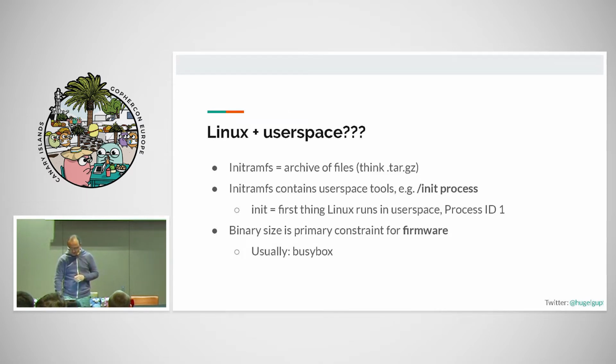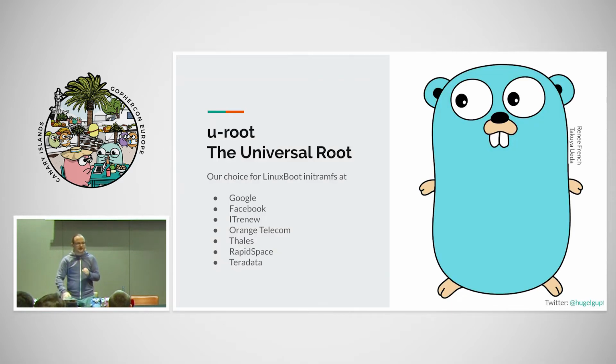But you know, it's 2019, and most of us on this project are pretty sick of writing C and Bash. So what we've actually done is written a whole bunch of Linux-like userland tools in Go. The project is called uroot.